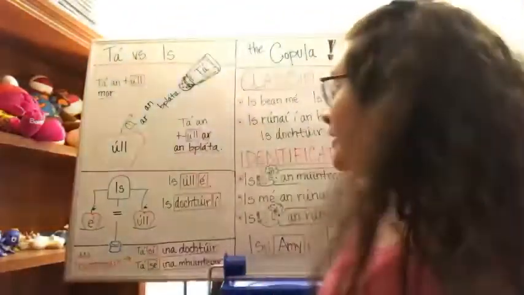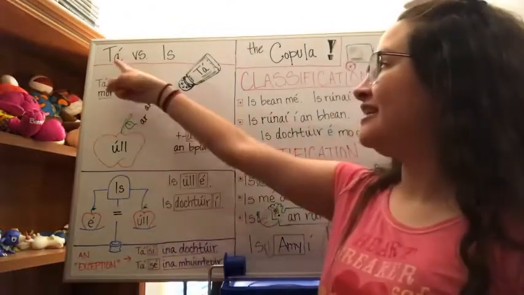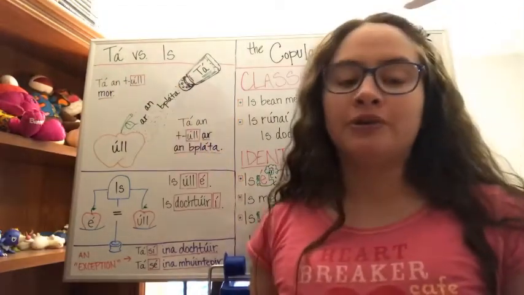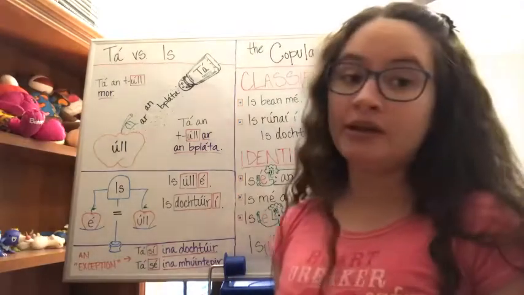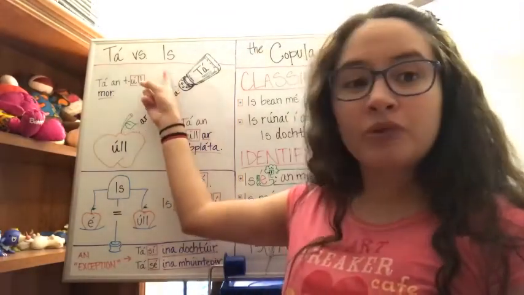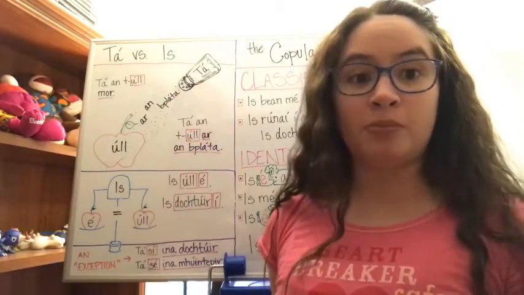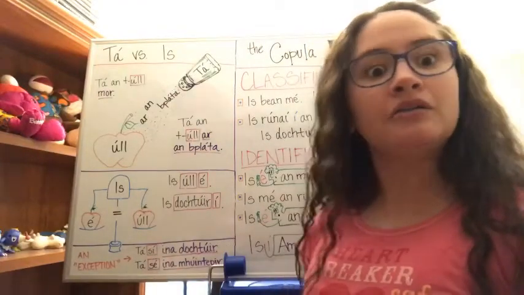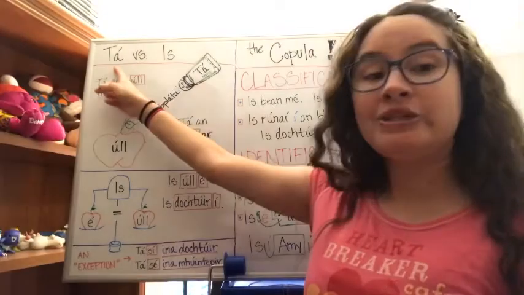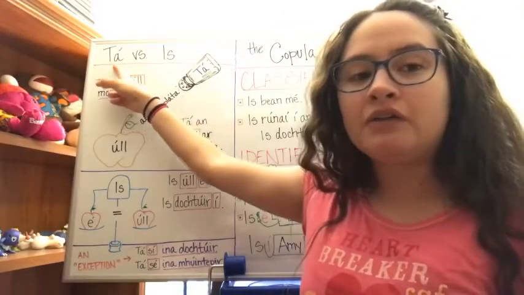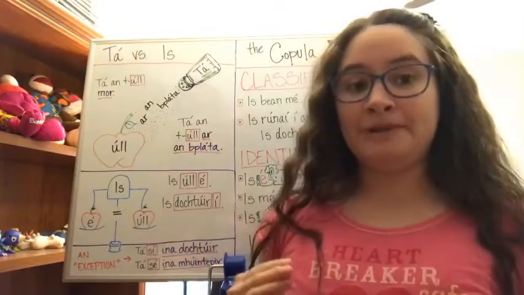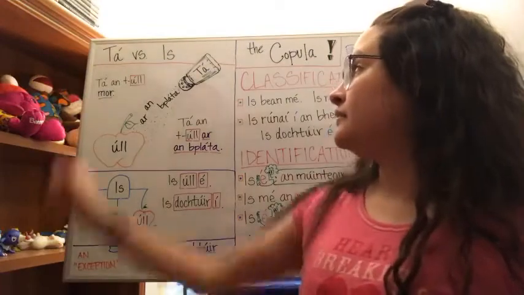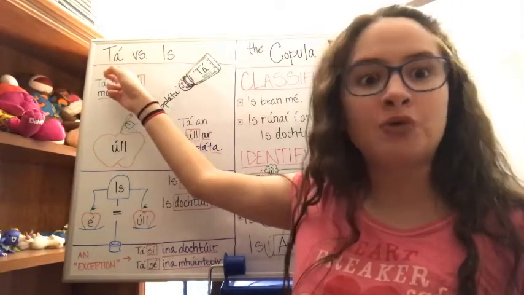Okay, first we have tá versus is. These are the two versions of the verb "to be." Technically, is isn't a verb from what I've read. It's considered a particle, but for now I'm going to consider it a verb. Walks like a duck, talks like a duck. Now, tá is technically the present tense of the root verb bí, which is the form that you'll see probably the most often.